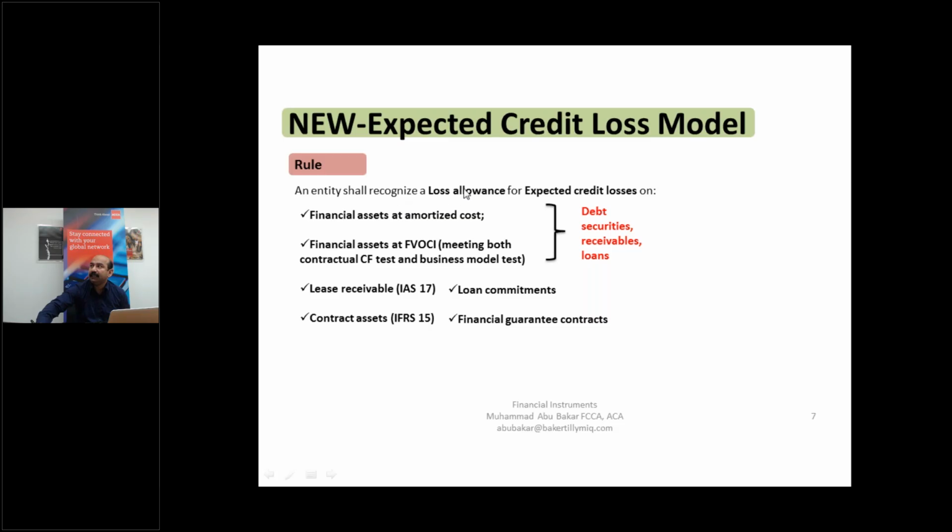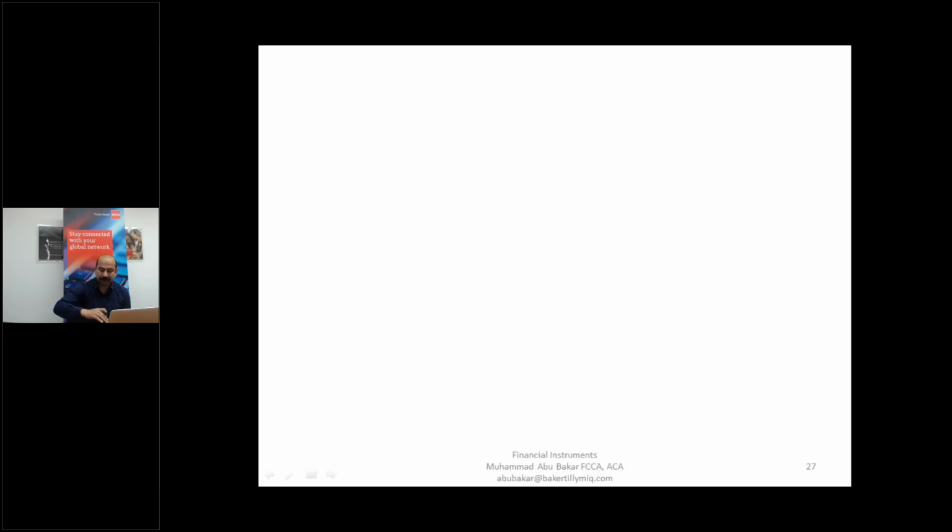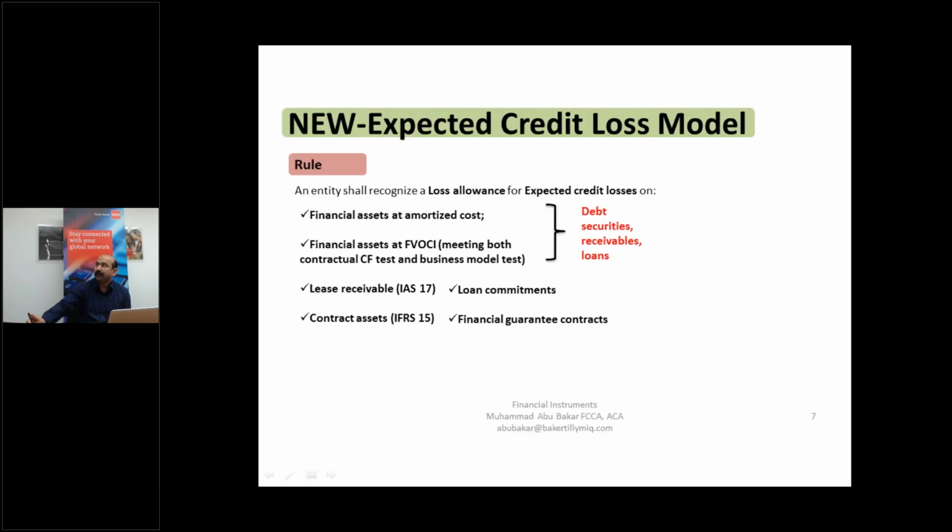So an entity shall recognize a loss allowance for expected credit losses. What you expect has not in fact been incurred yet, but you expect that this much loss may be incurred in the future. So you are required to recognize that loss now. Now, what are the approaches in this regard?